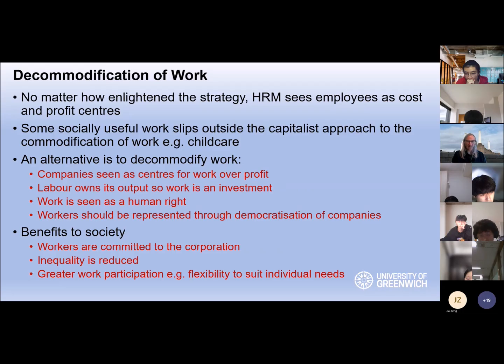Training might be another one. If all companies trained their workers properly, it wouldn't matter if the workers then leave and go to another company, because the first company can employ a fully trained worker from outside. Yeah? Whereas if you've got one company doing a lot of training, then all the other companies don't need to bother, and they just steal workers from the company that's doing the training. Decommodification of work says, no, all workers need to be trained, all companies should be doing that training.